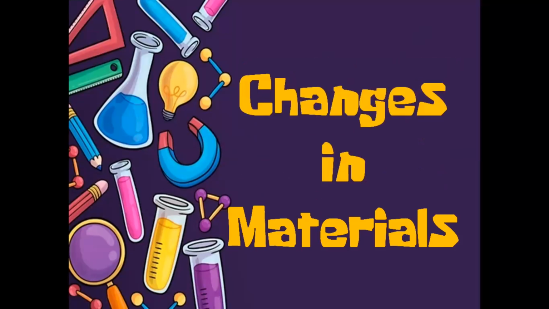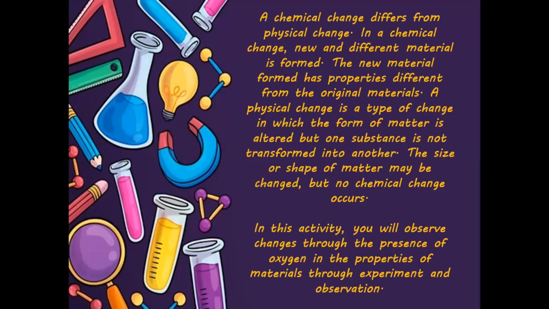For today's lesson, we're going to talk about changes in materials. So when we say changes in materials, we're going to talk about chemical change and physical change. A chemical change differs from physical change. In a chemical change, new and different material is formed. The new material formed has properties different from the original materials.